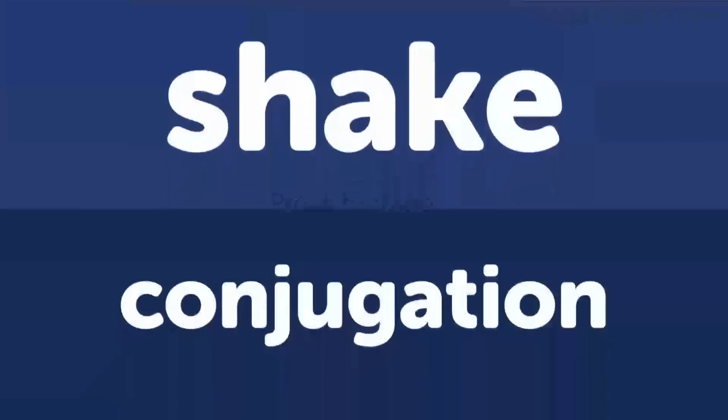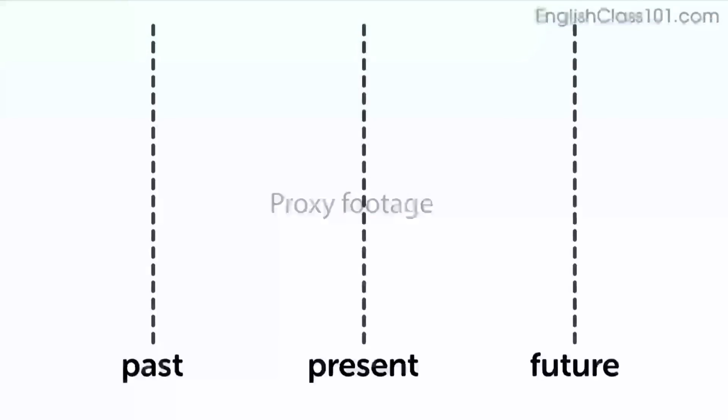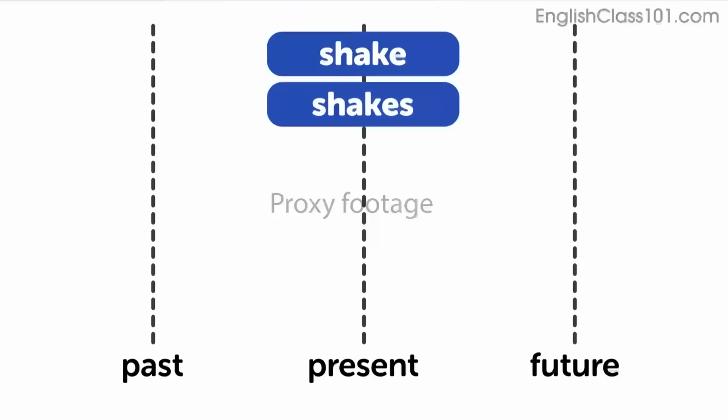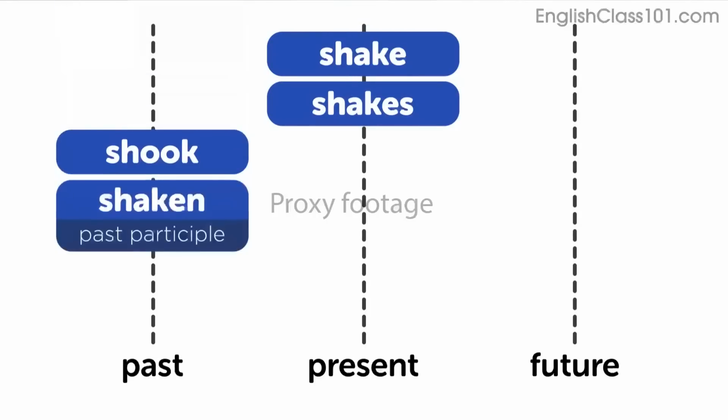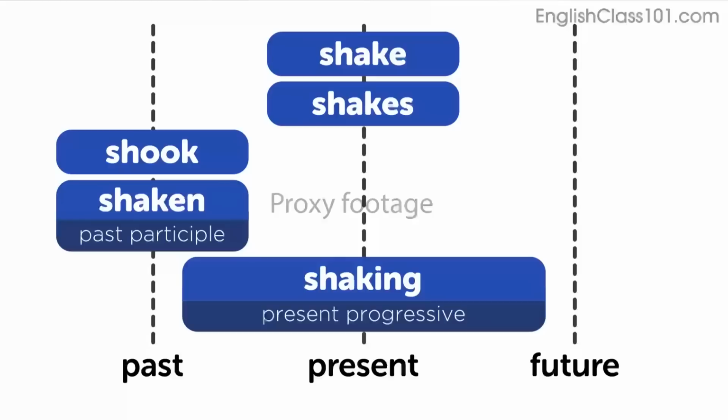So now let's take a look at the conjugations for this verb. Present, shake, shakes. Past, shook. Past participle, shaken. Progressive, shaking.